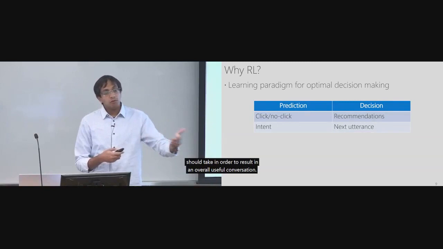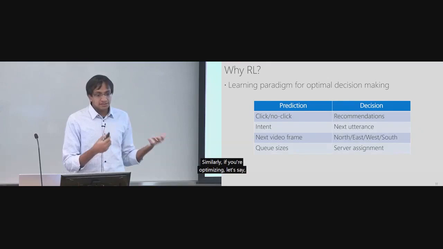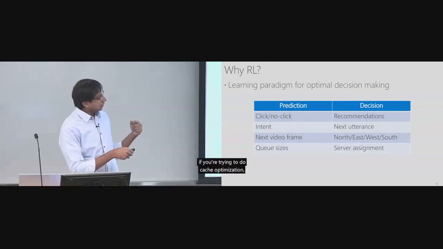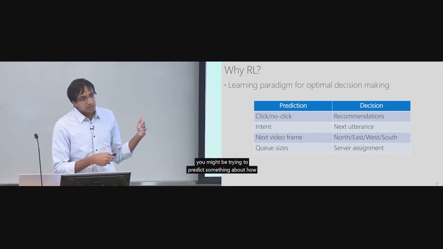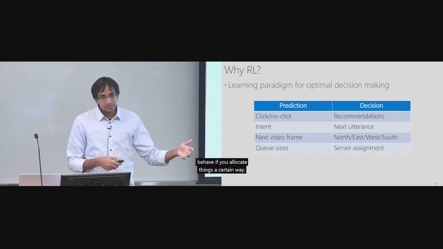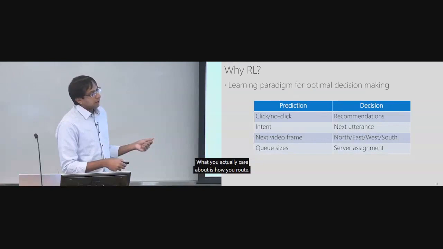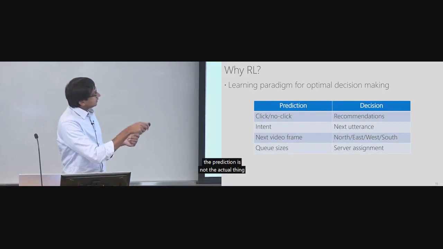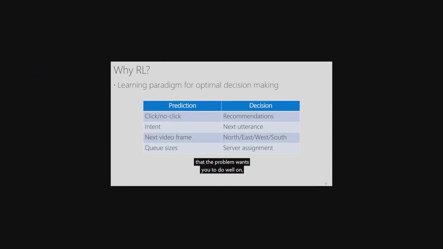Similarly, if you're trying to do cache optimization, you might be trying to predict something about how the queue size is going to behave if you allocate things a certain way, but that's not what you actually care about. What you actually care about is how you route. So in all of these things, the prediction is not the actual thing that the problem wants you to do well on. You want to be able to make good decisions.